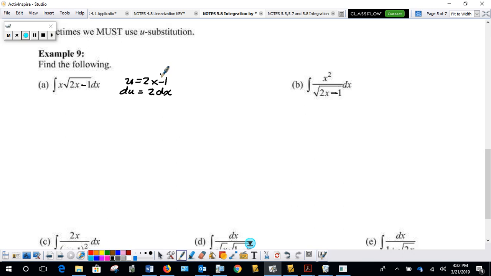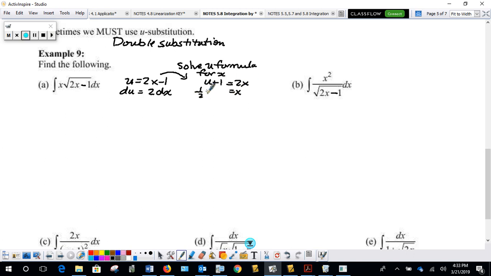In addition to this, what we do is we solve my u formula for x. I guess I call it a double substitution. It doesn't really have a name, but it's just one of those extra techniques that you have. If I solve for x, I would have u plus 1 equals 2x. x equals 1/2 of u plus 1/2.